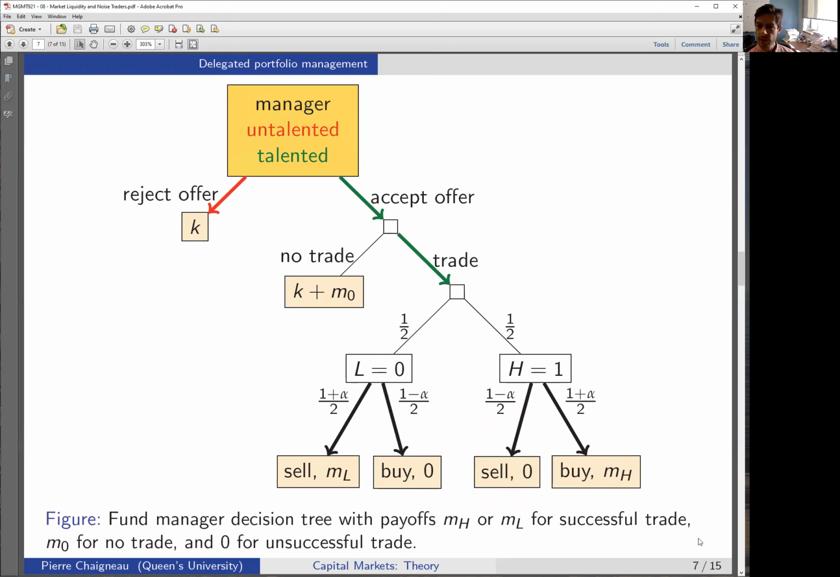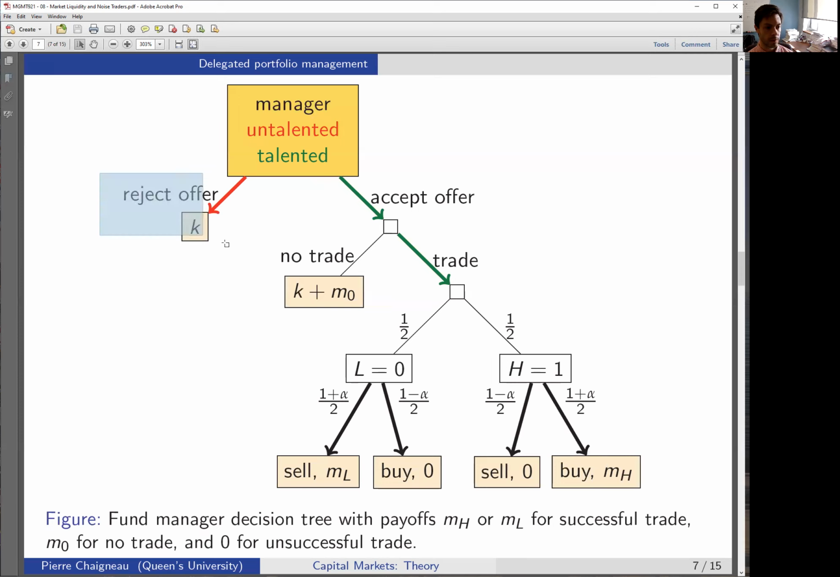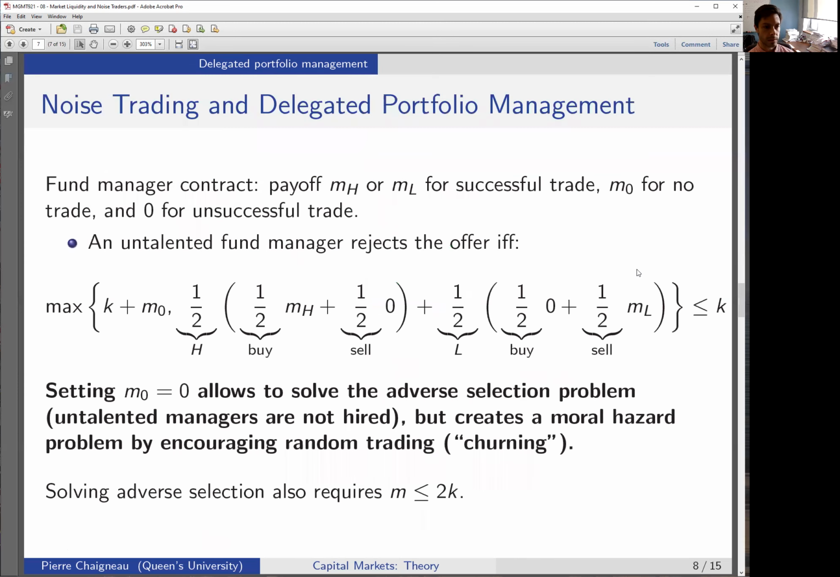Okay, so there's quite a few things to keep in mind in this model. The first thing we're going to want to ensure is that at the contracting stage, when there's two types of fund managers, untalented and talented, the untalented, so in red, is going to reject the offer, and the talented fund manager will accept the offer. So what does that imply for the contract?